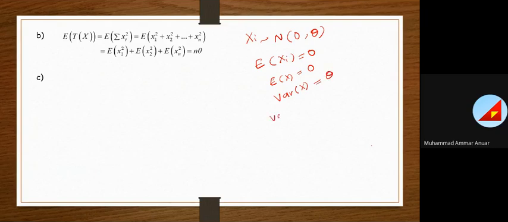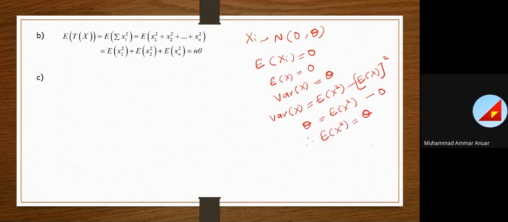Okay, so use the formula for variance: E[X square] minus E[X] squared. E[X] is 0, so variance of X is your theta. So in this case, your E[X square] is equal to theta. That's why E[X1 square] plus E[X2 square] plus E[Xn square] is just n theta, because you have theta plus theta plus theta, so altogether n theta. Okay?